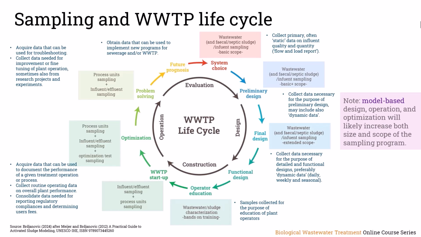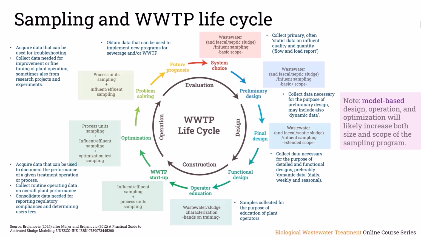So let's take a look at what kind of sampling we need to consider at different stages of the wastewater treatment plant life cycle. When we talk about the system choice, we are speaking mostly about wastewater, and if fecal sludge and septic sludge is involved, then we talk also about this media. And we talk about influent sampling. And the scope of sampling is relatively basic.